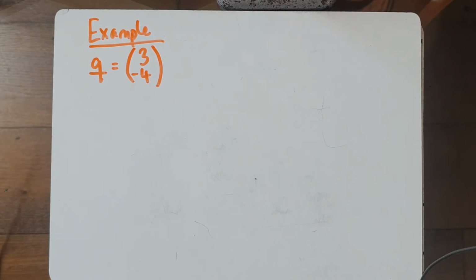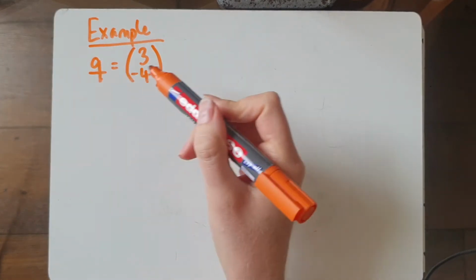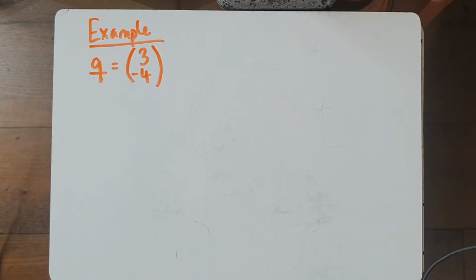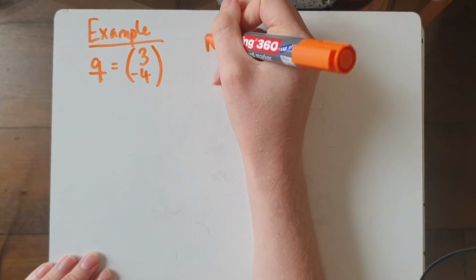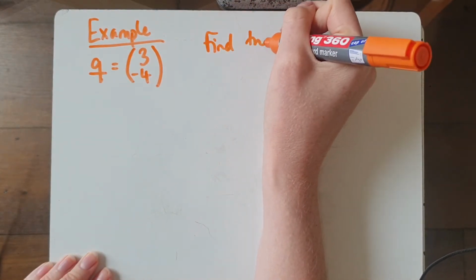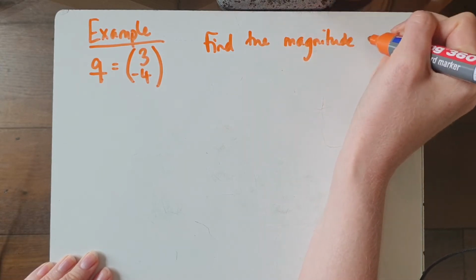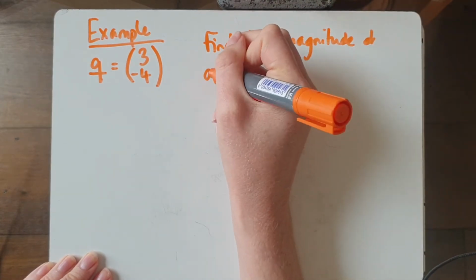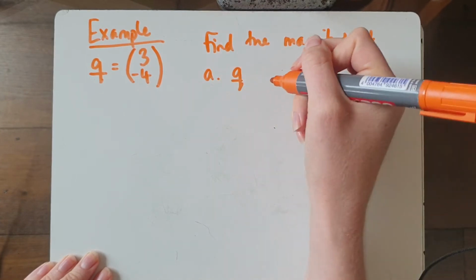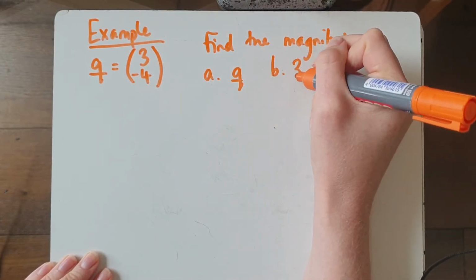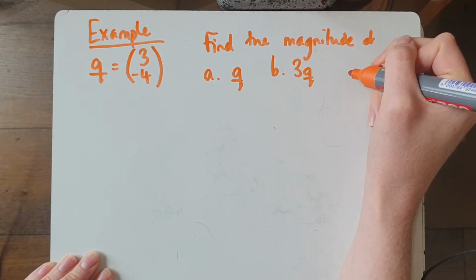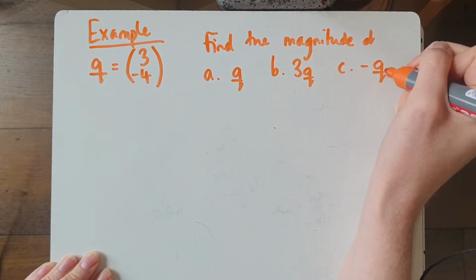So for our example, we have a vector Q, which is 3, -4. We are going to find the magnitude of Q, first of all, 3Q, and -Q.